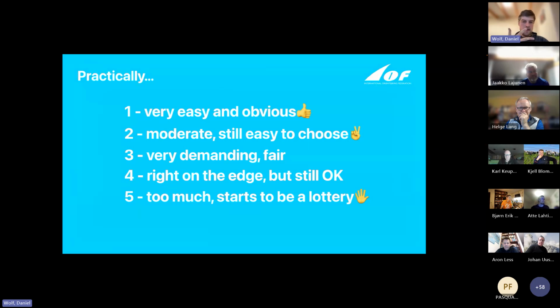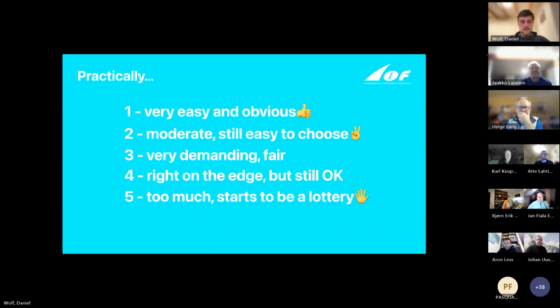Three is very demanding, but still fair to decide the variants. Number four, it's right on the edge. Still considered okay, but it's really on the edge, it can start to be a lottery very soon. And number five, it's simply too much. It means it's a lottery, where luck plays quite a big role, and we don't want it. So this is your task, and I will be happy if you join me in this. Of course, as I said, it's voluntary. So let's check this out and let's start.